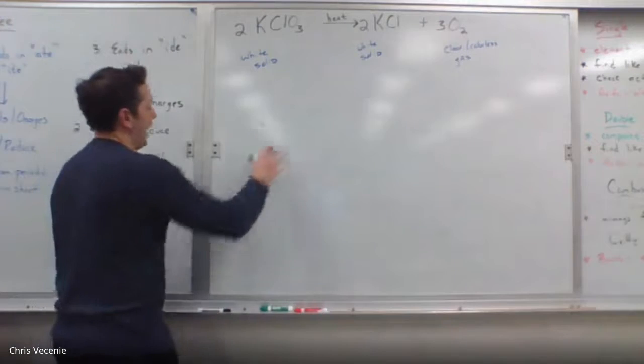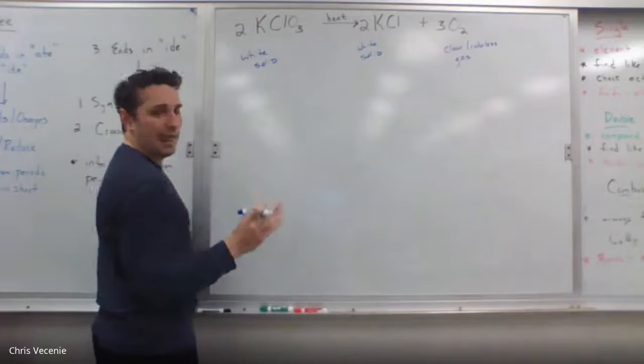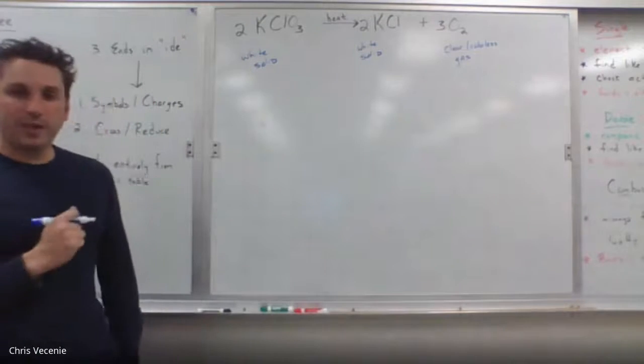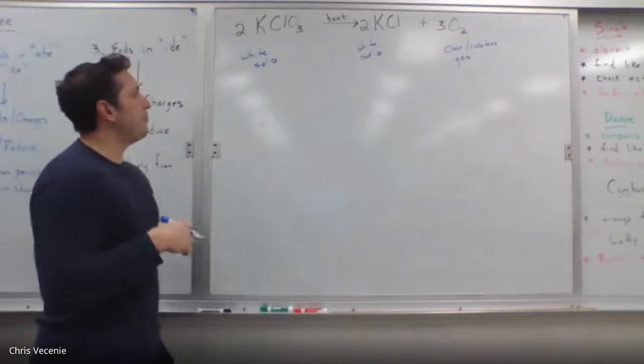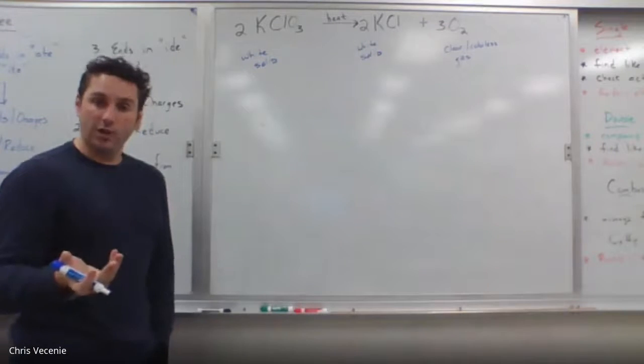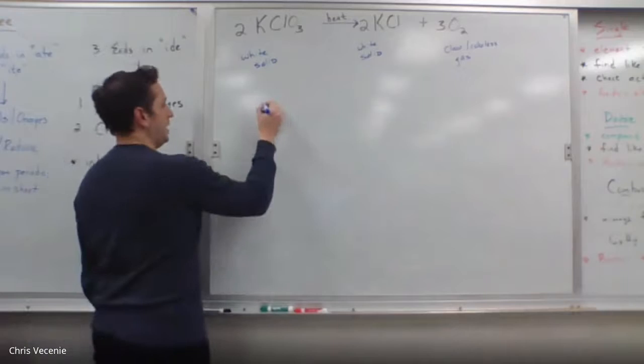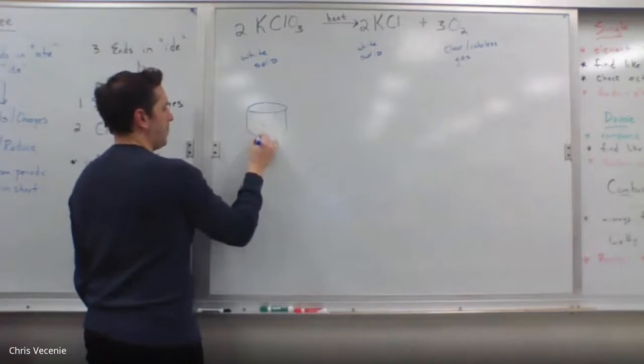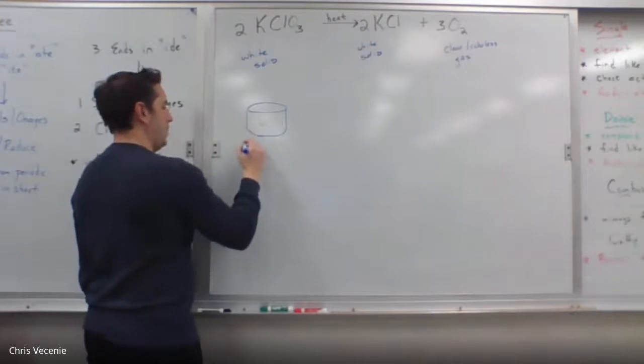All right, so if we're going to do that, I'm going to talk to you about some lab equipment. We are going to use a crucible. From way back at the beginning of the year, a crucible is something that we use to heat solids. So I'm going to take a crucible, which is a metal looking cup with a lid.